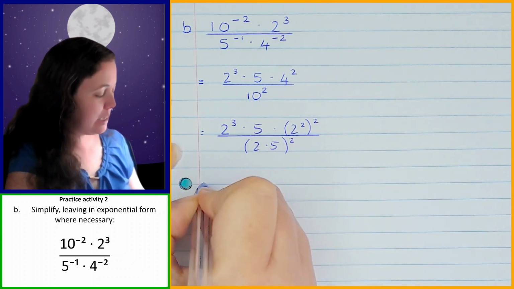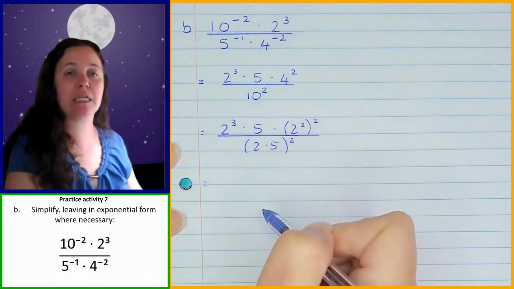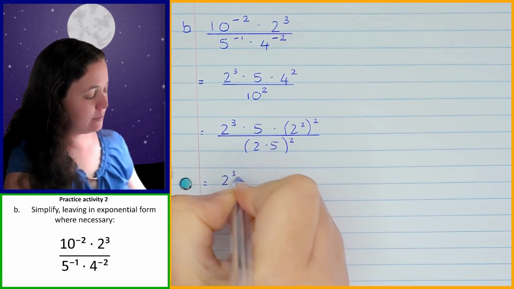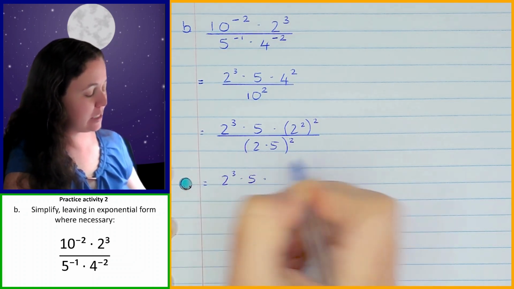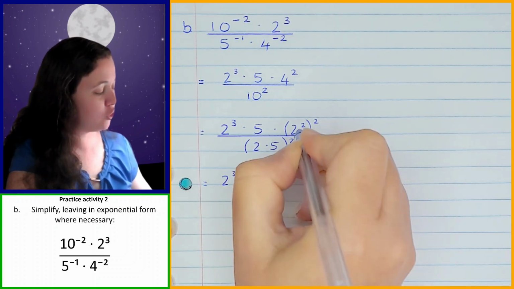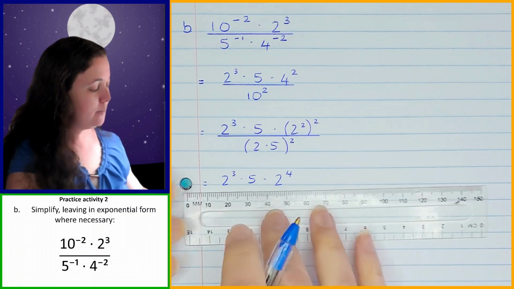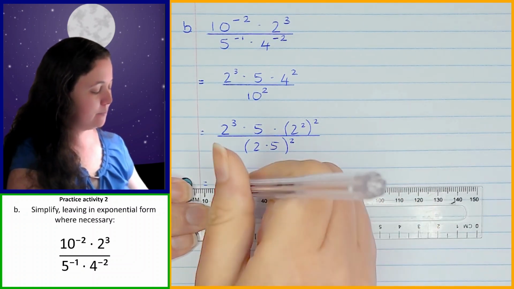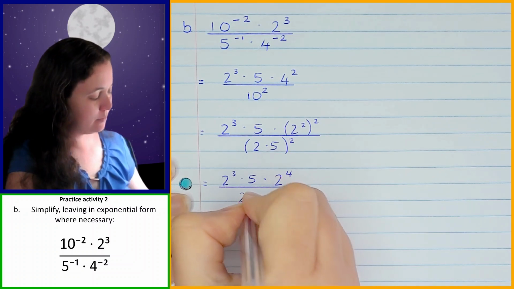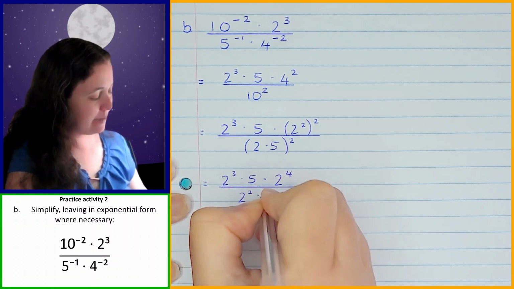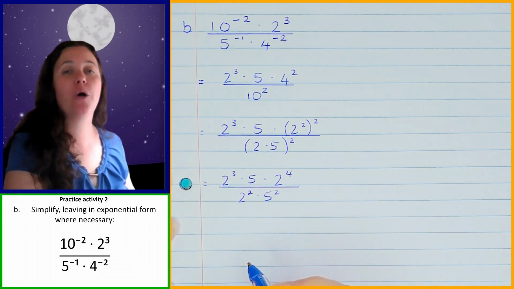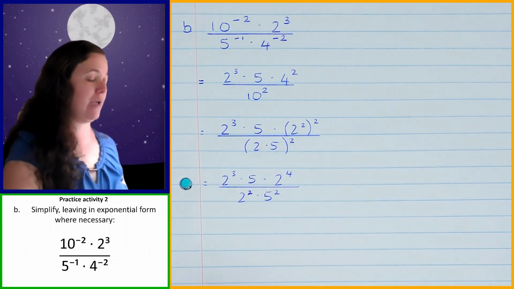Okay, so now I'm going to go and get rid of those brackets that I've put in there when I change the bases. So that becomes 2 cubed times 5 times 2 squared to the power of 2 is 2 to the power of 2 times 2, which is 4, over. In the denominator, I have 2 squared times 5 squared.